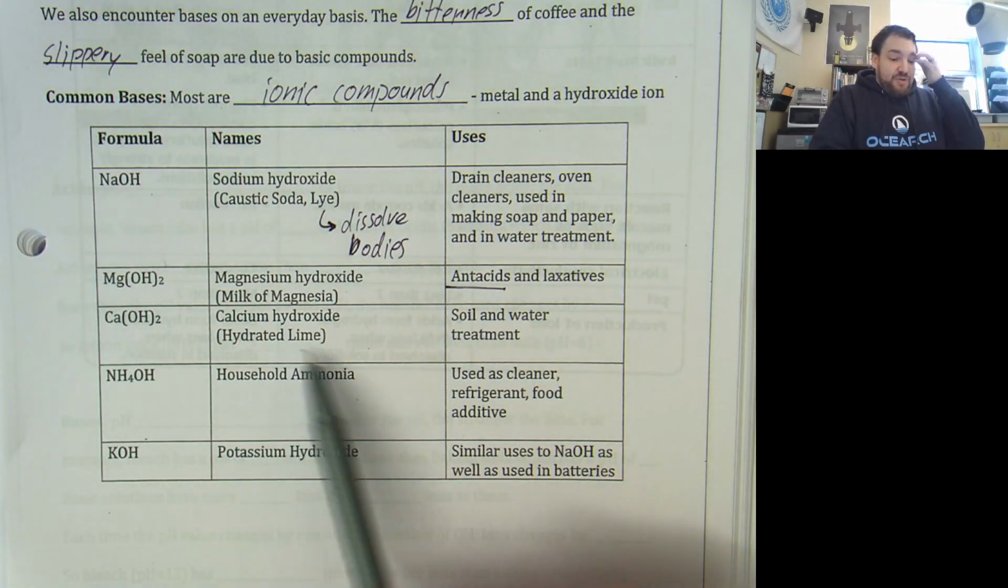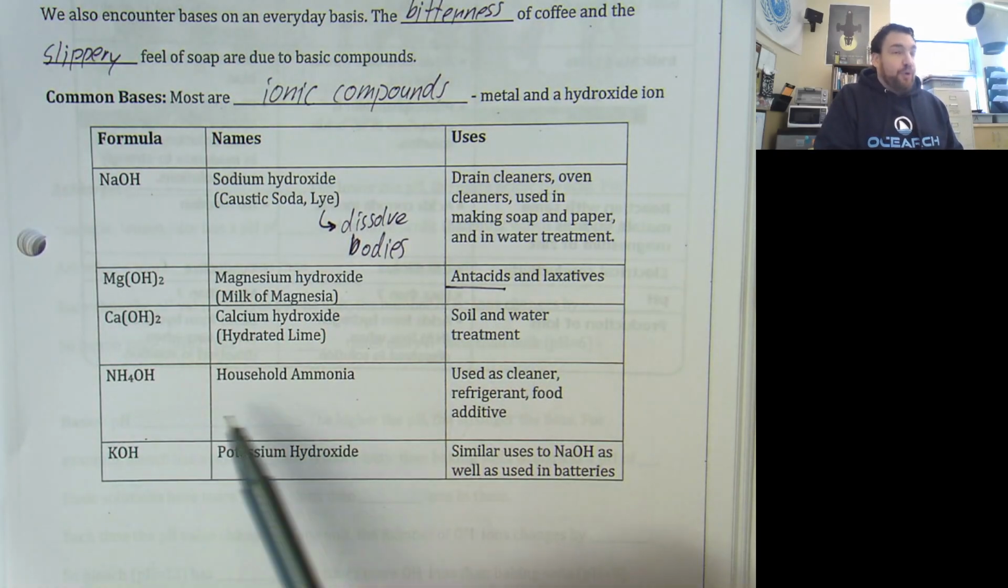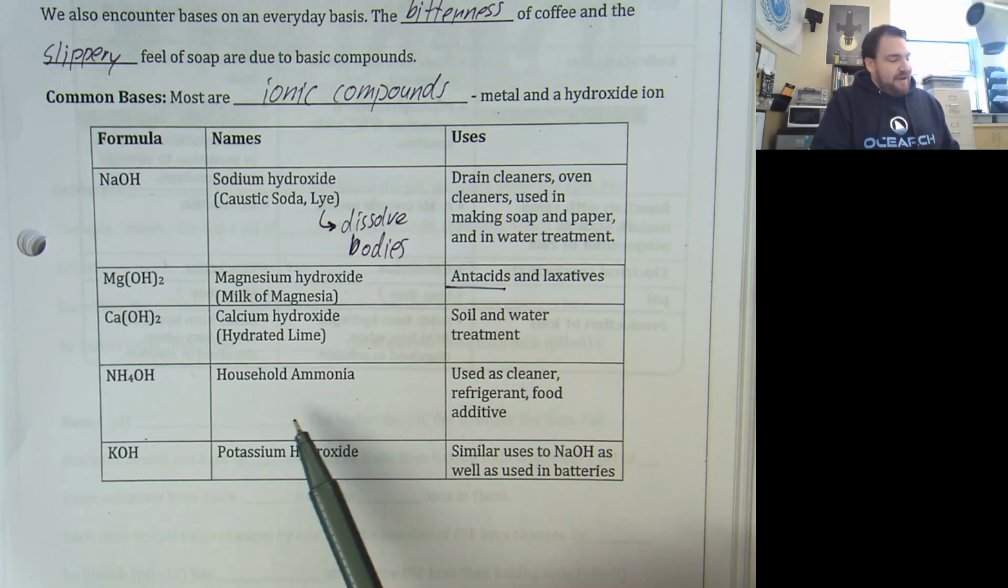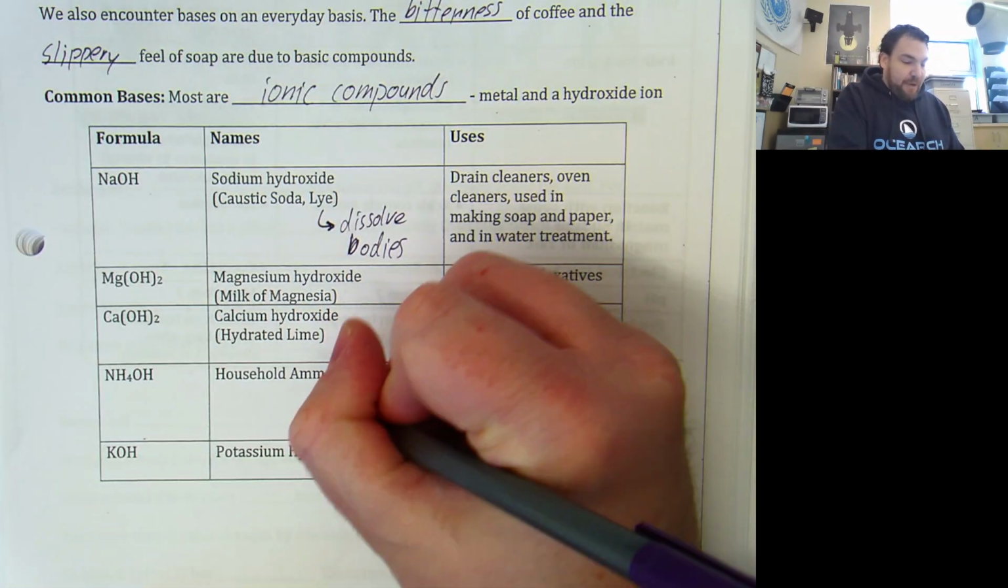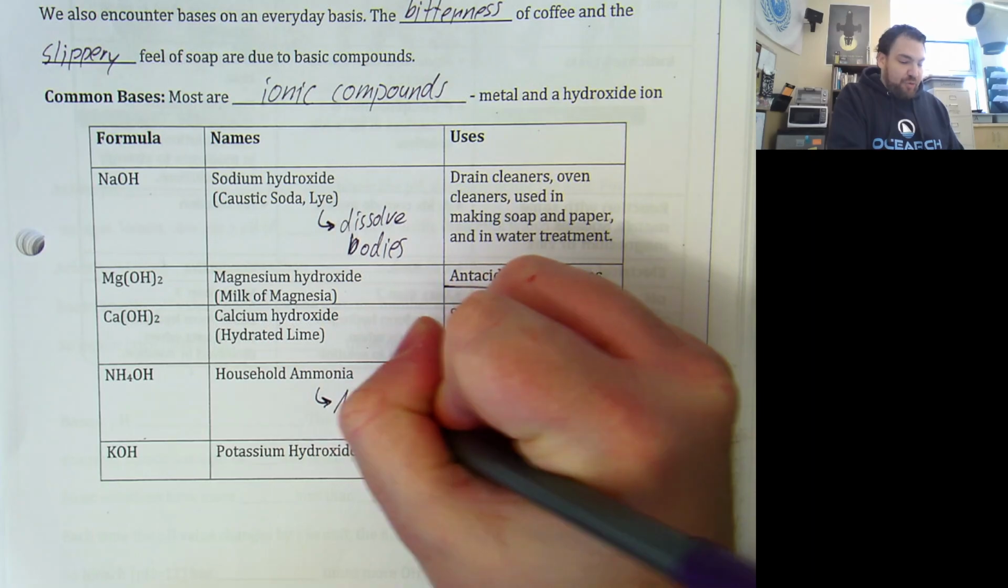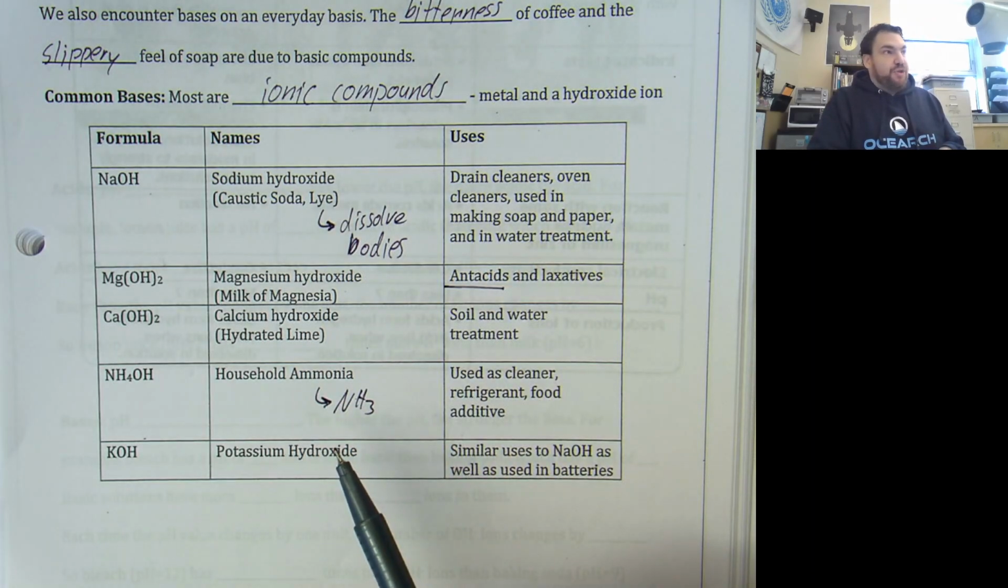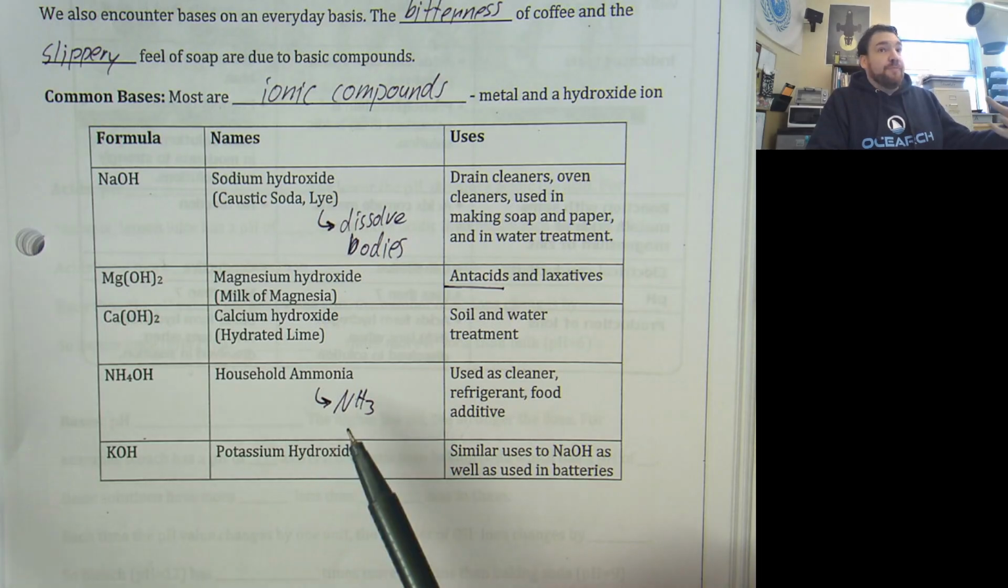Calcium hydroxide is used for soil and water treatment. Household ammonia. This one's a little bit deceptive. I've used the name ammonia with you guys in the past. Generally speaking, ammonia refers to NH3, but ammonia at room temperature is a gas, so that's not useful.